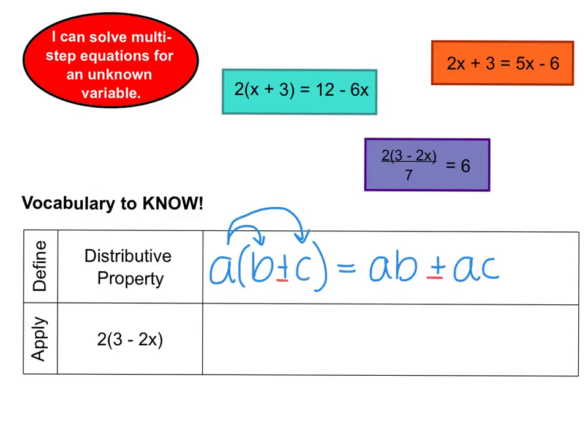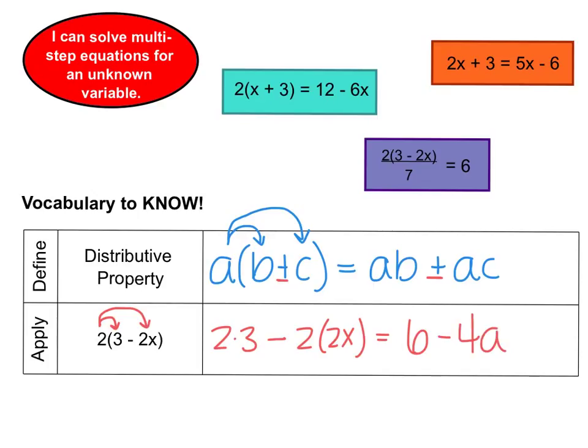And so if we think about applying it to our example down here, I'm going to distribute or multiply each term inside my parentheses by that 2, and I'll get 2 times 3 minus 2 times 2x, which will leave me with 6 minus 4x. So I took my item over here, and by using the distributive property and applying it, I end up with 6 minus 4x. And so that is the distributive property. If you forgot, it's a great refresher.